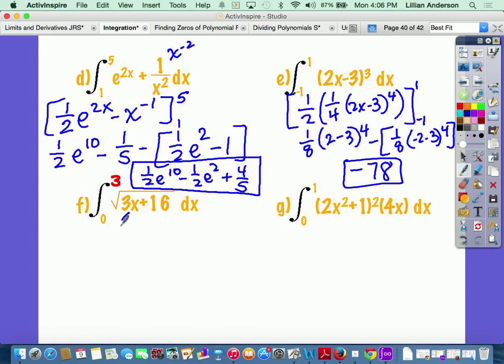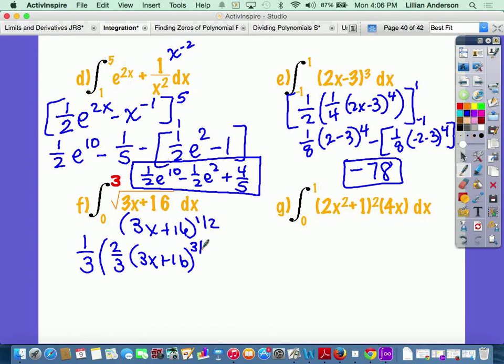This one over here, I think it would be easier for us to write it as a rational exponent, wouldn't you say? Yep, because now, again, 1 over a times 1 over n plus 1, so that will give me a 2/3. 3x plus 16 raised to the 3/2. Evaluate that from 3 to 0.